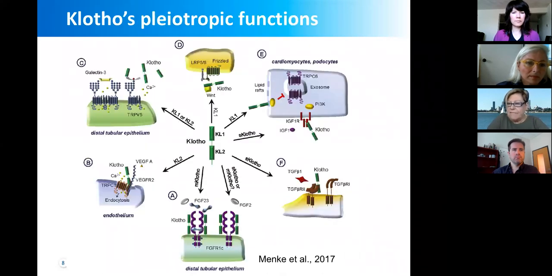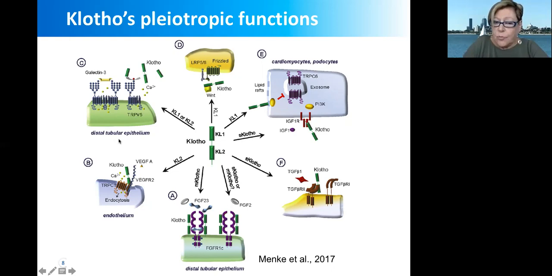So Klotho is a very pleiotropic protein. It has many functions. One, as I mentioned, as a glycosidase, removing sialic acid from a glycosylated, for example, TRPV channel. This is in the distal tubular epithelium of the kidney. By doing that, the TRPV channel interacts better with galectin-3, and as a result, the channel resides longer on the membrane, allowing for more calcium entry.